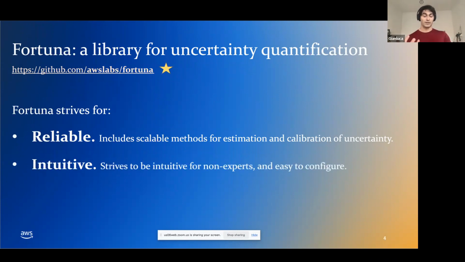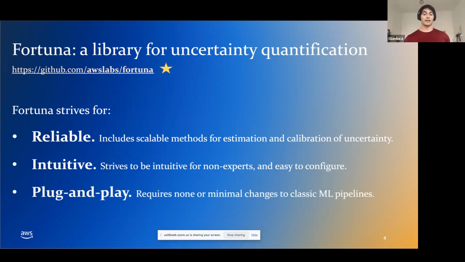A second principle is that the library should be intuitive, and we try to bridge the gap between what's done in the literature so far, so experts doing their algorithms, and just normal practitioners, normal data scientists, machine learning practitioners that might be non-expert in uncertainty quantification, but they want uncertainty about their predictions. So we want the library to be usable also for people that are not necessarily into the field. And we want it to be plug and play.